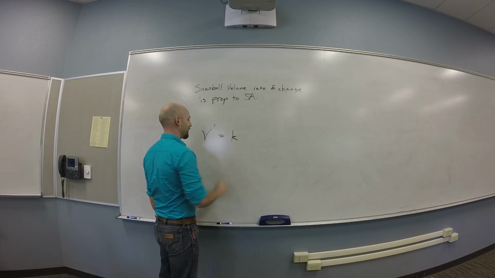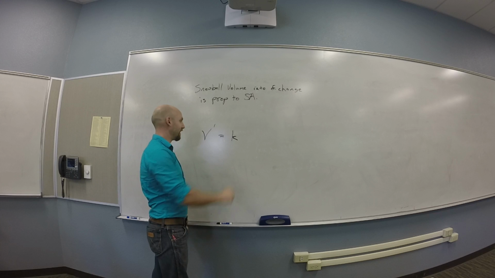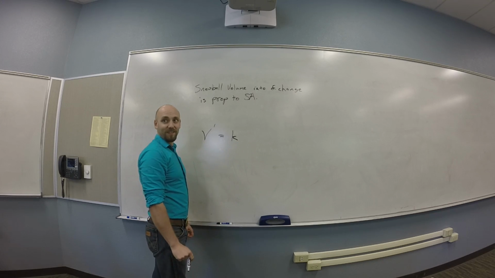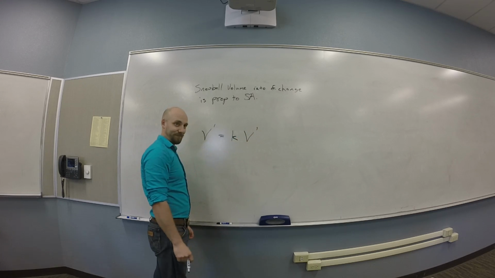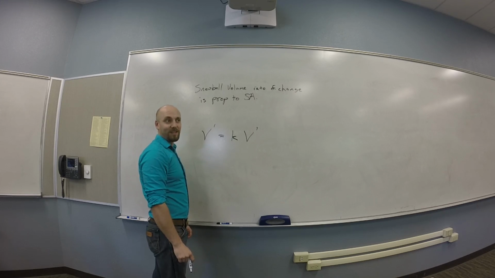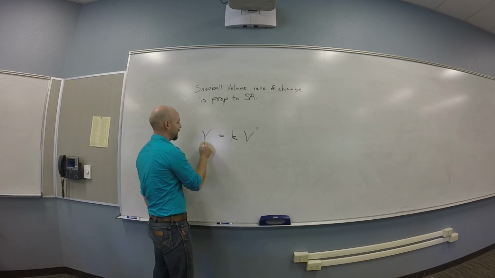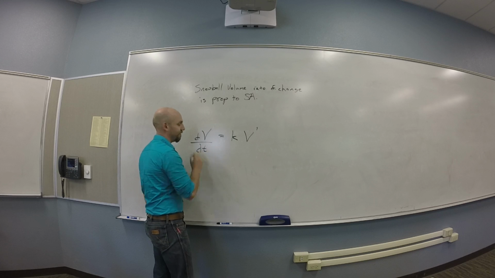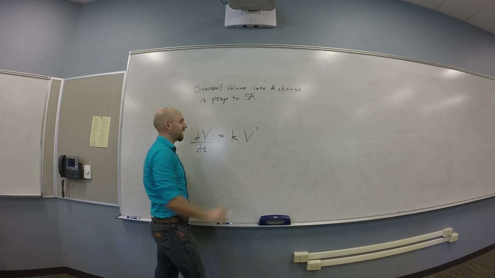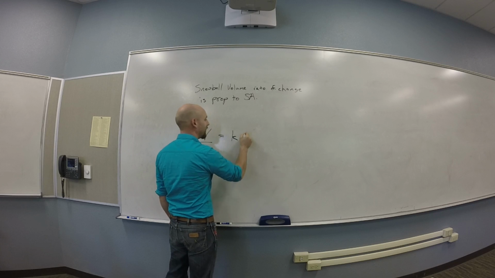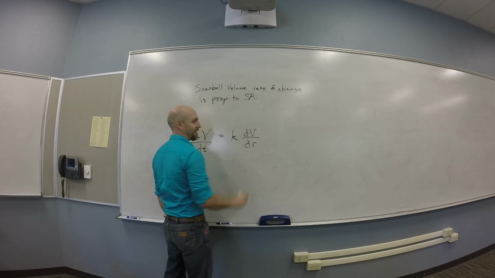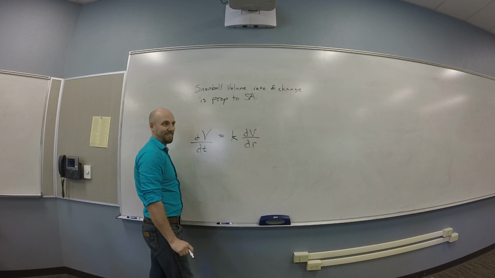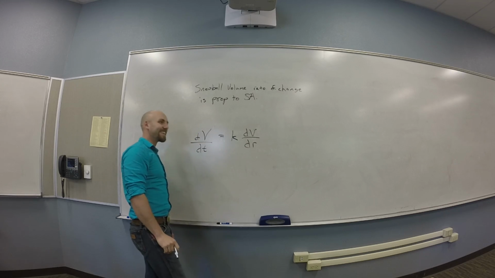And is proportional to means there's some constant, right? And then here I should put surface area. The dorky thing about surface area is that it's also V prime. The problem is just that these are different derivatives. The rate of change of the snowball's volume is dV dt, right? And the surface area is dV dr. That's a thing? That's a thing.